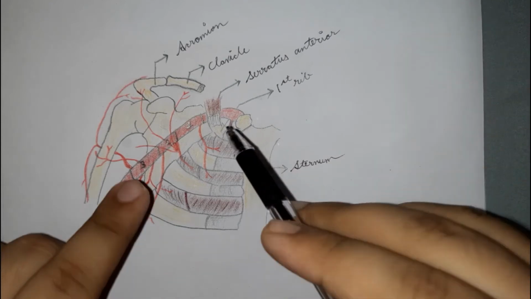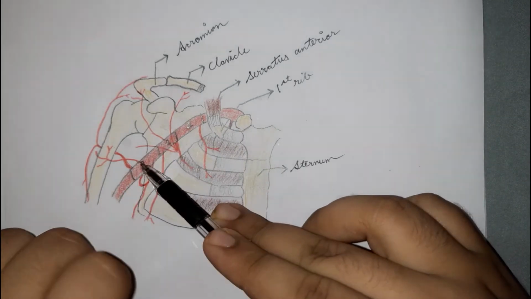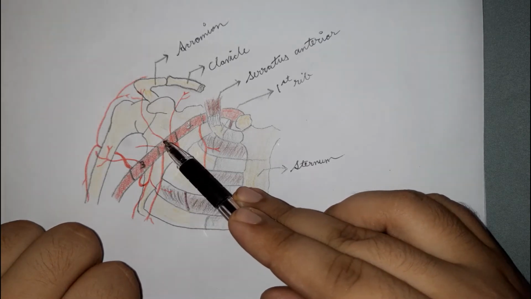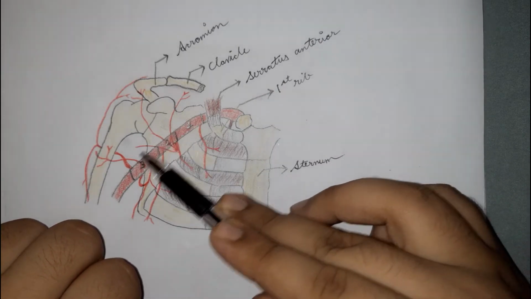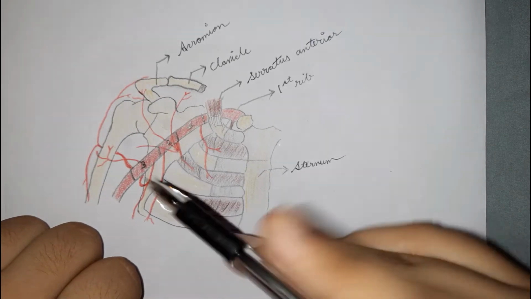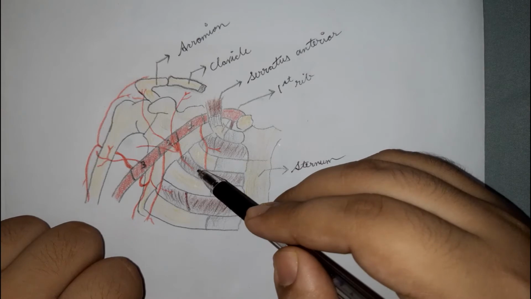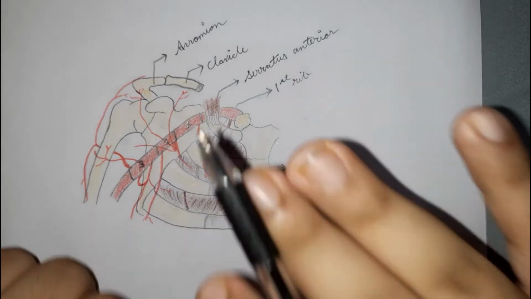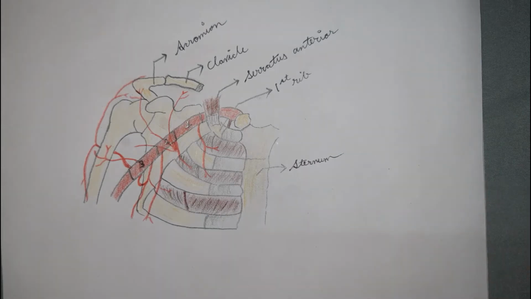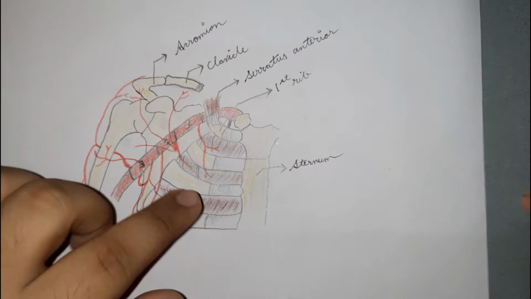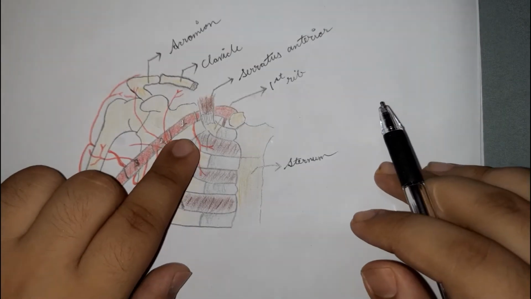Very interestingly enough, the number of branches that each part of the axillary artery gives corresponds to the number of the part itself. What I mean by that is the first part has only one branch, second part has two branches, and third part has three branches. How much more convenience do you need than that, right? So that is very convenient for us.